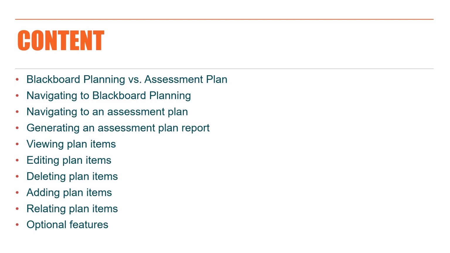First, we will discuss the difference between Blackboard Planning and an assessment plan. Understanding this distinction is critical because the software is merely a tool used to document and organize the items that comprise an assessment plan. Next, we will review how to navigate to the software platform and how to access your assessment plan. We will then review how to generate assessment plan reports, view plan items, edit existing items, delete items, add new items, and establish relationships between items. Finally, we will explore several optional features available within the system.